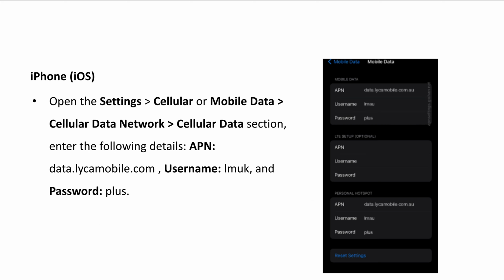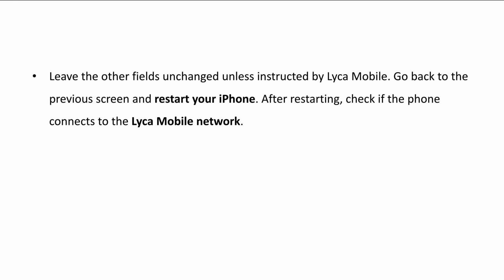In iOS, open the settings, then cellular or mobile data network, then cellular data section. Enter the following details. APN: data.lycamobile.com, username this and password this. Leave the other fields unchanged unless instructed by Lyca mobile. Go back to the previous screen and restart your iPhone. After restarting, check if the phone connects to the Lyca mobile network.